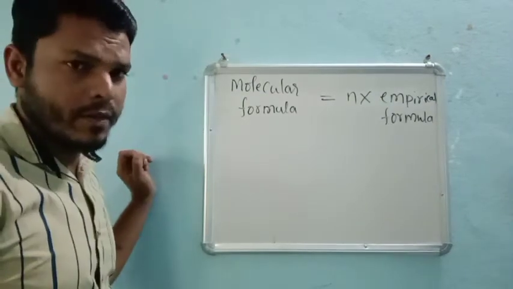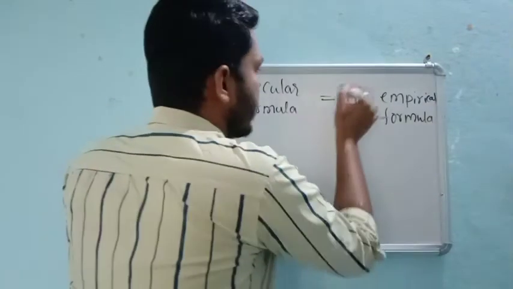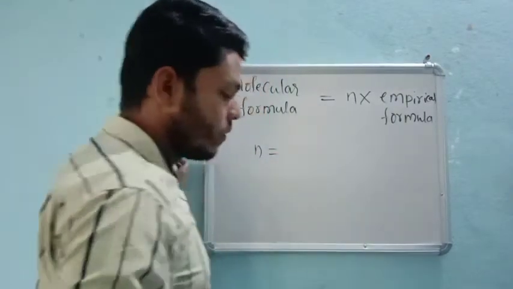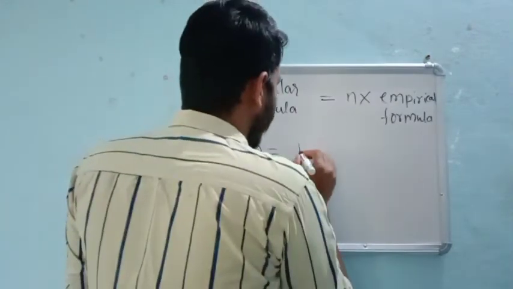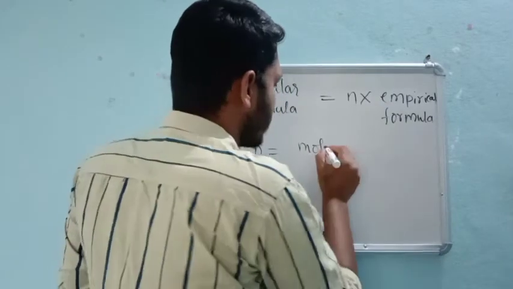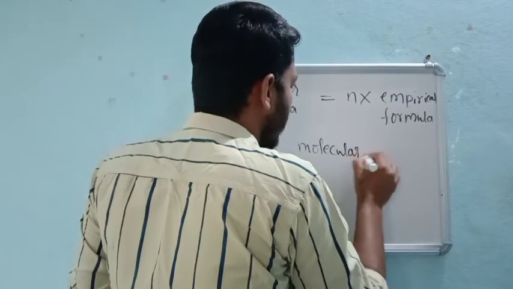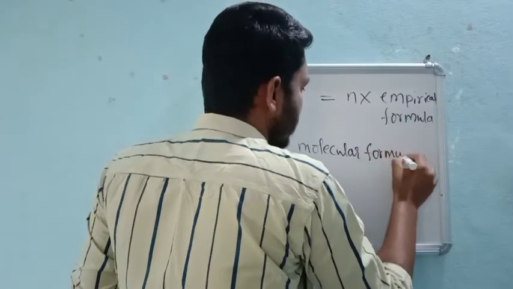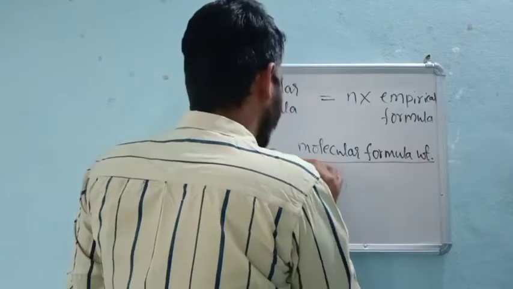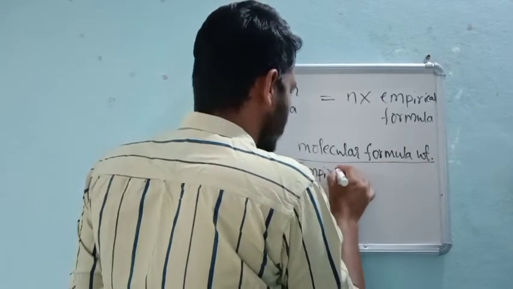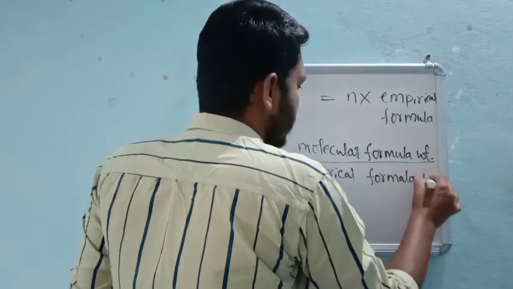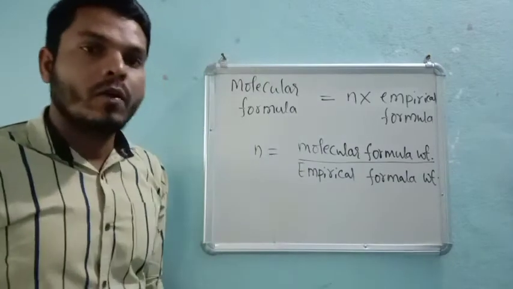What is N then? For N also we have one more formula. N is equal to molecular formula weight. Already they will give the molecular formula weight while solving the problem. N is molecular formula weight divided by empirical formula weight.